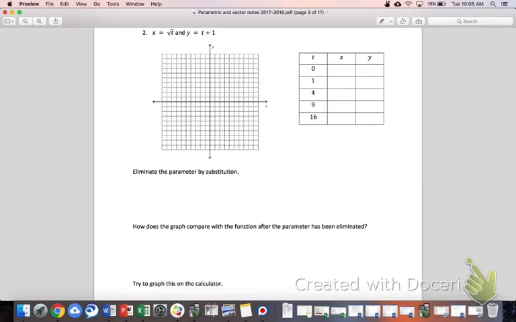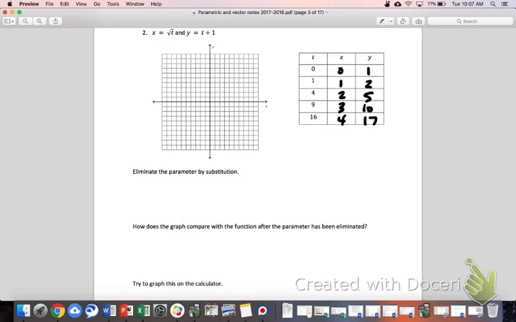McKenna, what is up? The table is good. So when you plug those t values in to the x equals root t, you should get 0, 1, 2, 3, 4. Make sense? Okay. And then the y's would be 1, 2, 5, 10, and that's the one that'll probably go off the top, 17. Does that all make sense?